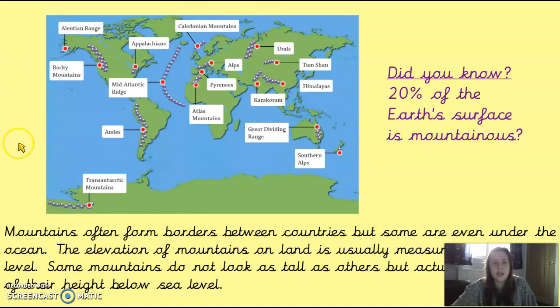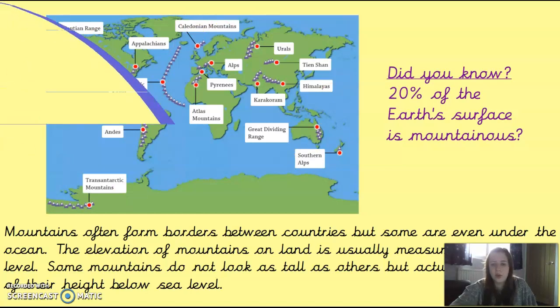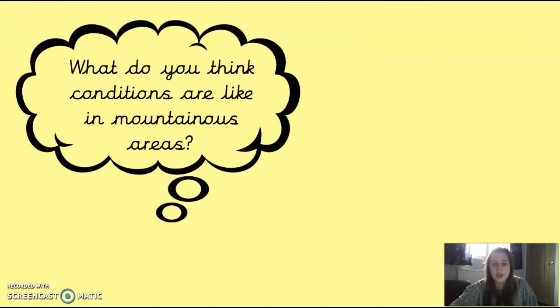So these are the mountain ranges that we were looking at with a few extras added in. So having a think about the mountainous areas that we just looked at and where some of those mountain ranges are, what do you think conditions are like? So do you think it's cold, hot? Do you think it's the same in all mountain ranges because they're all tall? Have a pause and have a think. What do you think it would be like in mountainous areas?